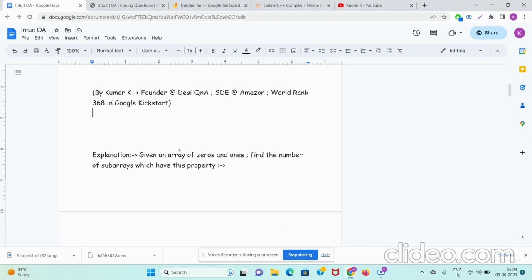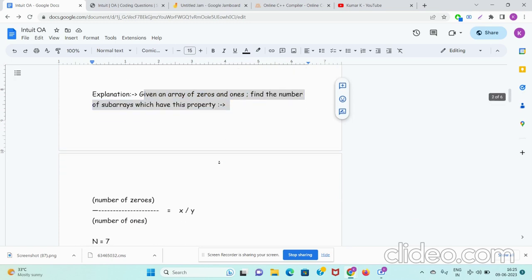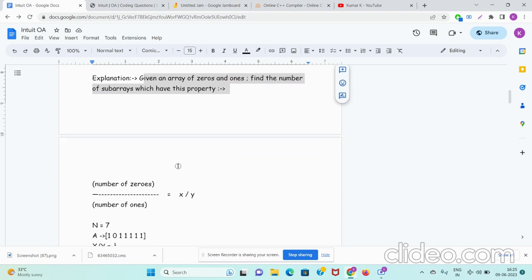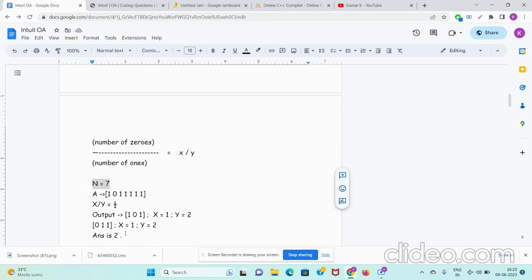So what is the question telling us? The question is saying that you are given an array of zeros and ones. Find the number of subarrays which have this property. We have to find the number of subarrays such that the number of zeros in that subarray divided by the number of ones in that subarray should be equal to x by y. You will be given the size of the array, an array which will only have zeros and ones, and x by y. You have to output the total number of subarrays such that the number of zeros divided by the number of ones is x by y in that subarray.